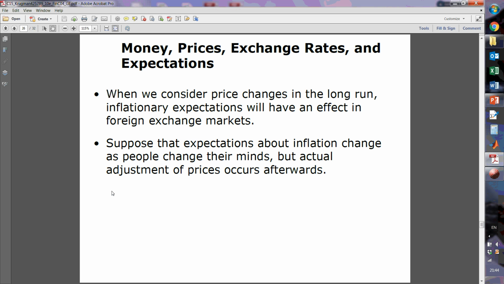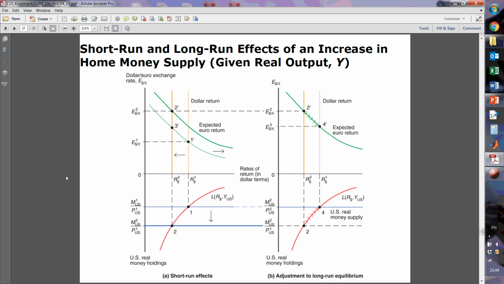But let's also assume that expectations about inflation can change immediately. So people can expect things to happen, even if the prices themselves are not adjusting immediately. That's also quite realistic. So keep those two assumptions in mind, and let's go through an example. On the left-hand side, we have the short-run diagram, which is what we've seen in lectures last week. On the right-hand side, we have the same thing, but in the long run. We'll be discussing how the adjustment process differs in the long run and the short run.